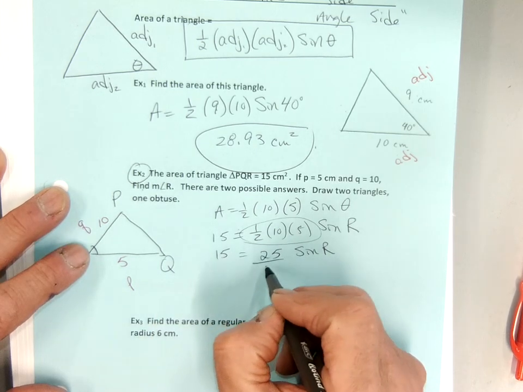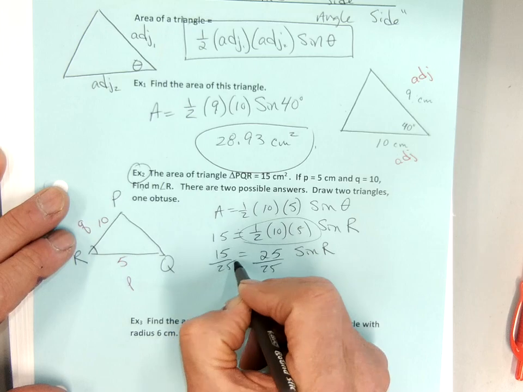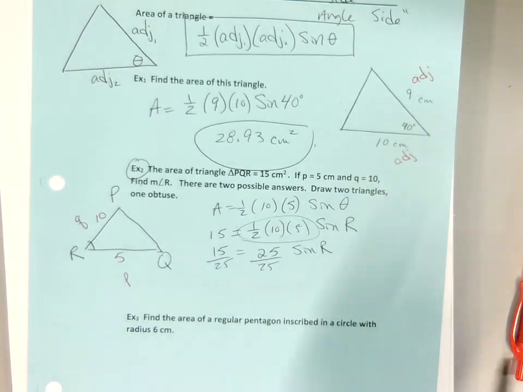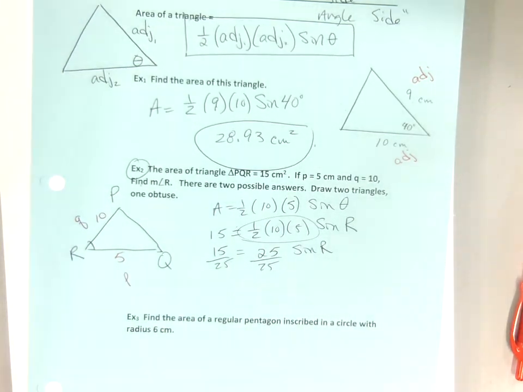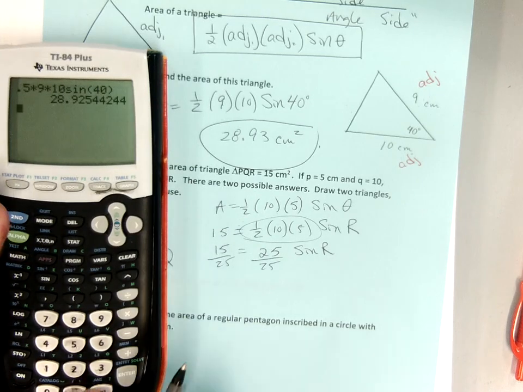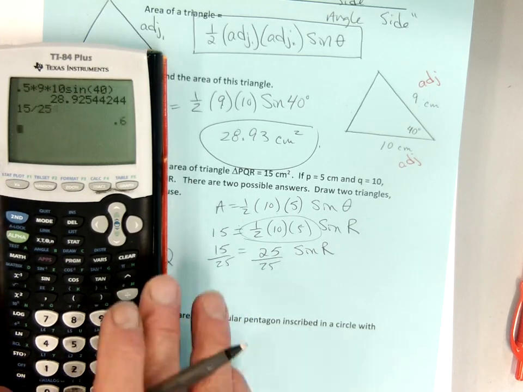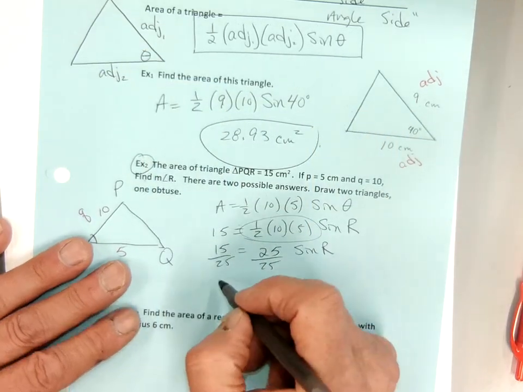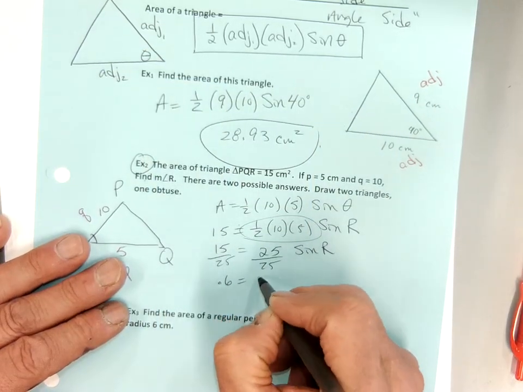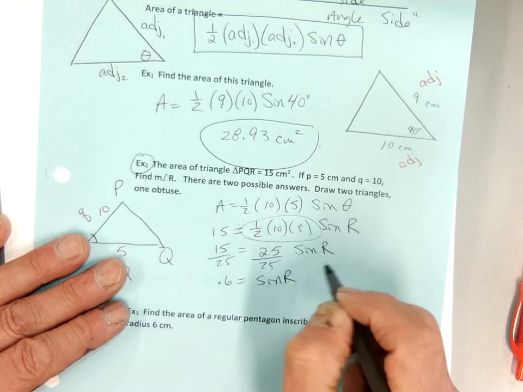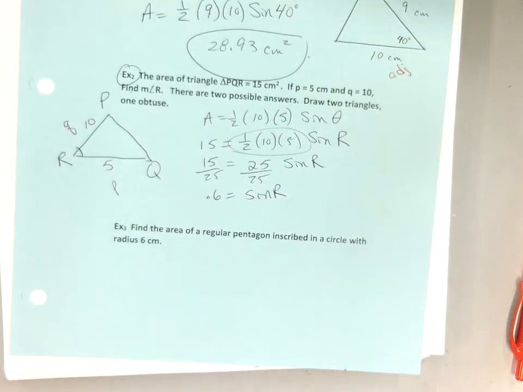I'm just going to divide by 25. What is that, 0.3 maybe? 15 over 25 is, no, 0.45 I'll bet. 15 divided by 25, I got 0.45. No, 0.6. Boy, I can't do anything right. 0.6 equals sine of R, right? And then how do you find R?